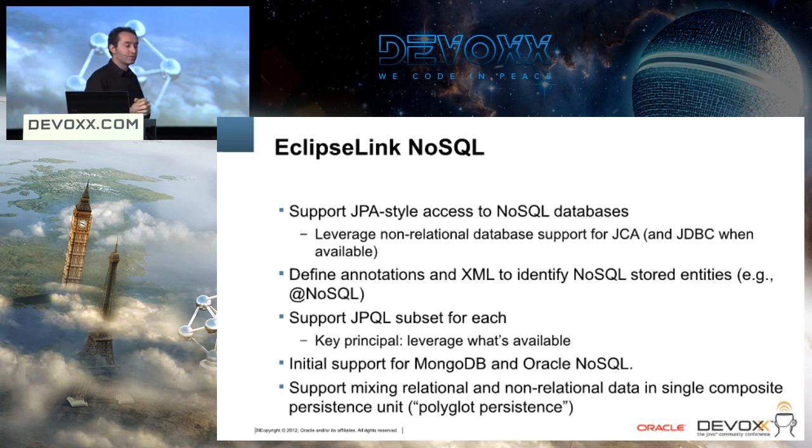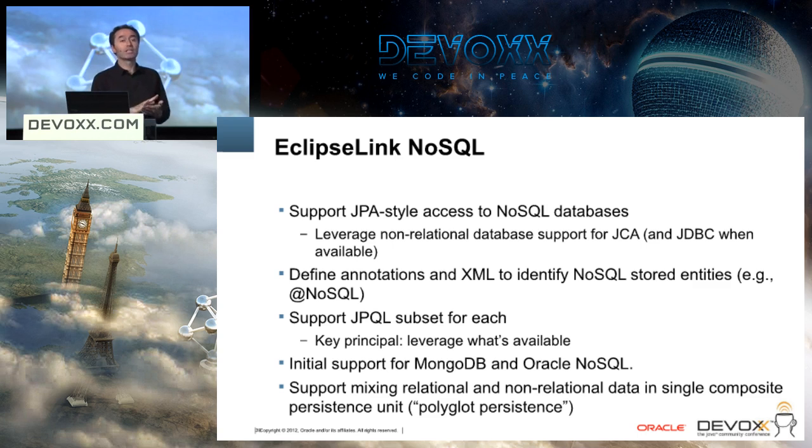What we had to do is introduce a couple of annotations, so we need to know which entities are relational and which ones are non-relational. So we have a NoSQL annotation for non-relational entities. And our approach is very straightforward. We're not trying to layer on top of NoSQL databases some kind of abstraction that makes you think it's relational. If you've bought MongoDB, then you've bought MongoDB, and you should be able to get at the features in MongoDB, and we're not going to tell you we're going to make it look relational to you, because it's not relational, right?